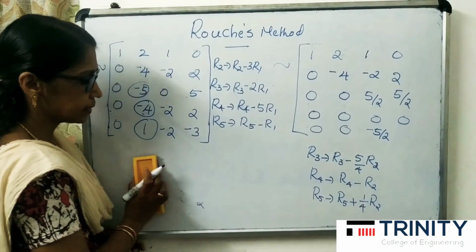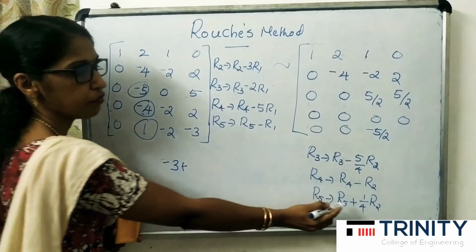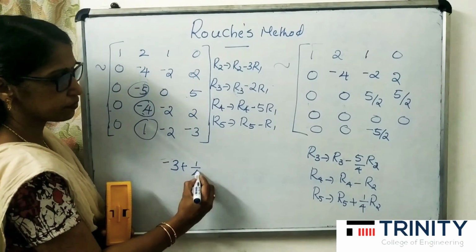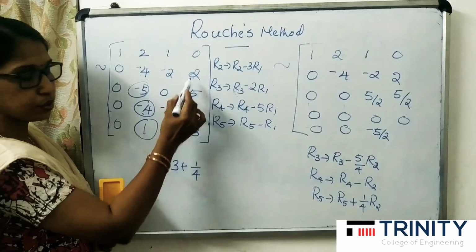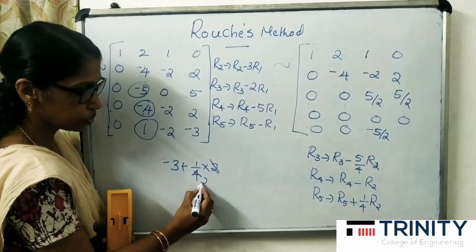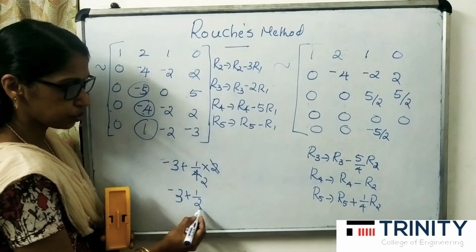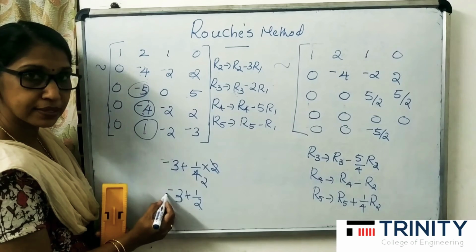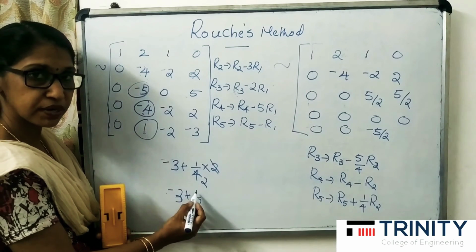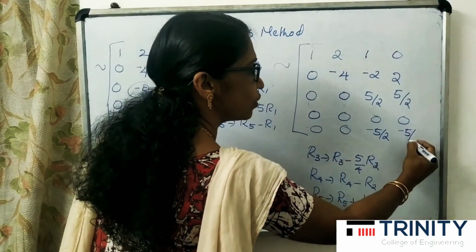Now what's the last element? The last element is minus 3. Minus 3 plus 1 by 4 into R2. R2 is 2. So here it is 2. Minus 3 plus 1 by 2. 2 into 3 is 6. Minus 6 plus 1 is minus 5. Minus 5 by 2. Here also we get minus 5 by 2.